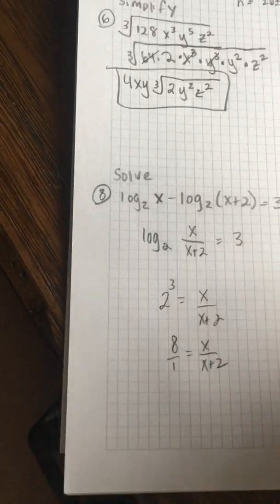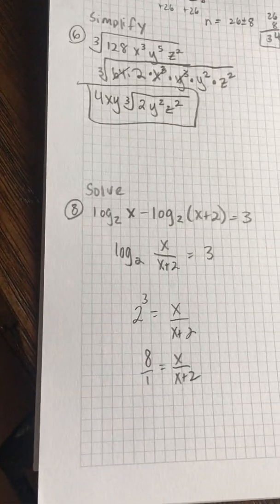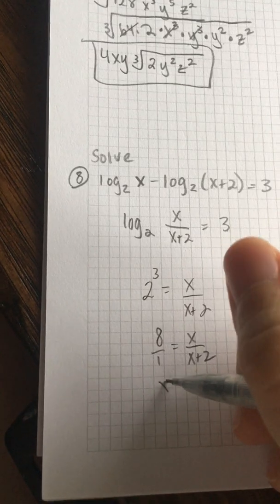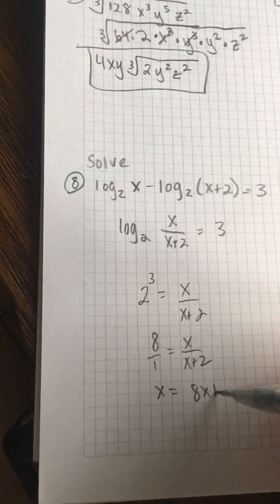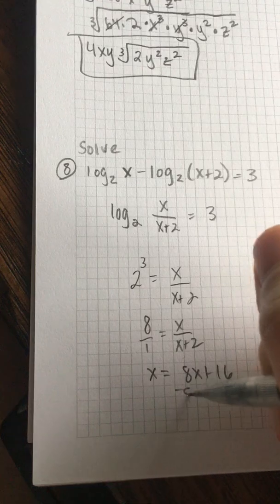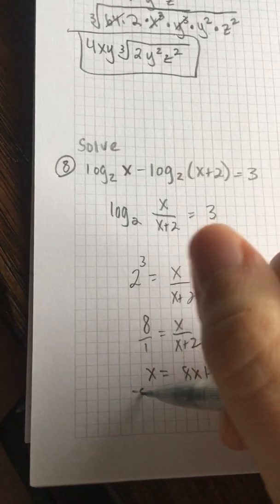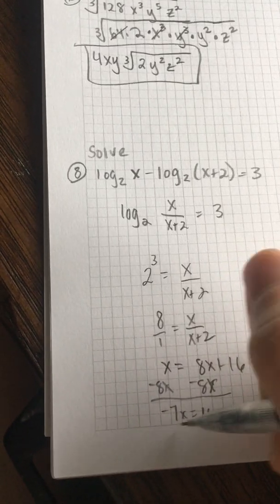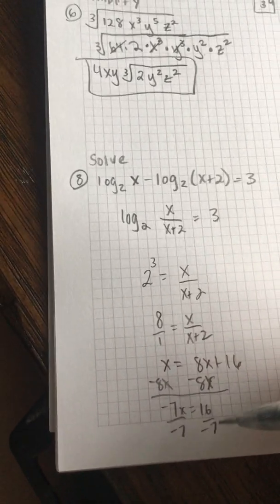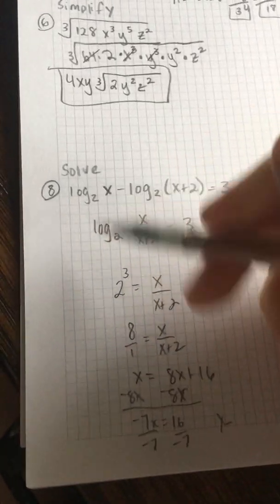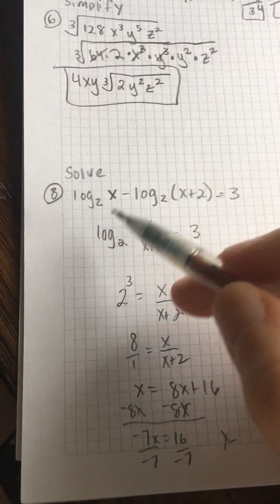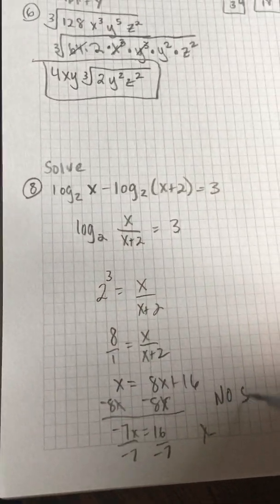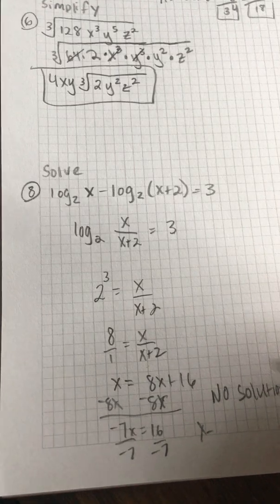And then you can solve by cross multiplying, or by clearing your fraction, however you want to take that approach. I'm going to cross multiply and say x equals 8x plus 16. I'm going to subtract over the 8x, and negative 7x equals 16. Divide by negative 7. Seeing that I'm getting a negative answer, that tells me I have no solution, because remember, the value of a log can't be negative. So no solution there.